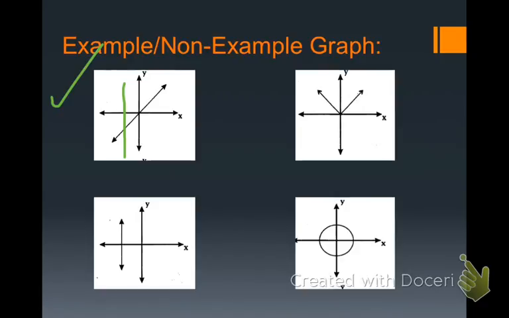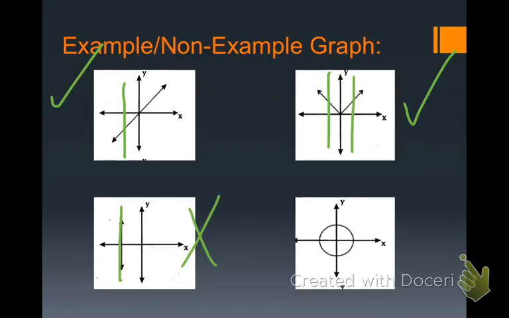Moving over to the right, again, if you were to drag your pencil from left to right, it would never touch that in more than one place. So that is a function. Down in the bottom, we have two non-examples. A vertical line automatically fails the vertical line test because if you draw a vertical line, it's clearly touching it in more than one place. So that cannot be a function.